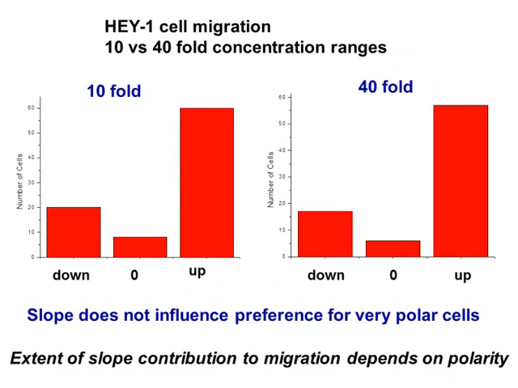If we do the same thing with these highly metastatic branch cells, what we see is that on both the 10-fold dynamic range and the 40-fold dynamic range, we get basically identical responses. So here the slope doesn't really matter at all, probably because they're really polar to begin with. So as for the cell biology question of whether it is the slope or the local concentration, I think that is actually too simple. I think it also depends on the cell polarity, at least based on this series of experiments.